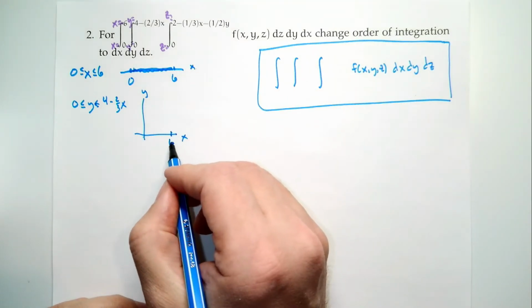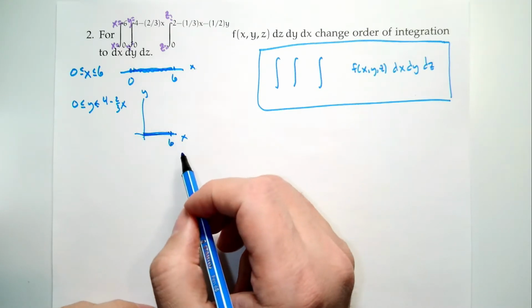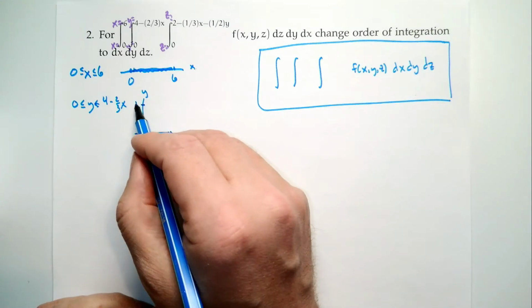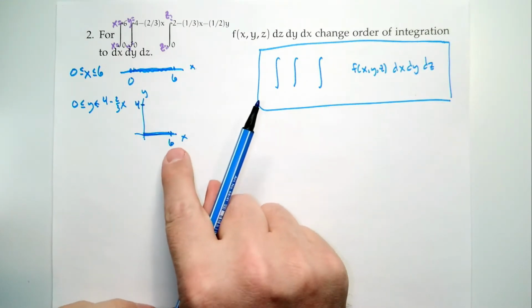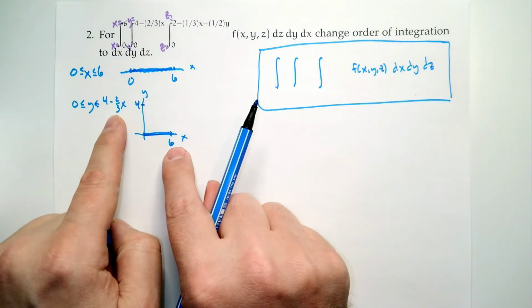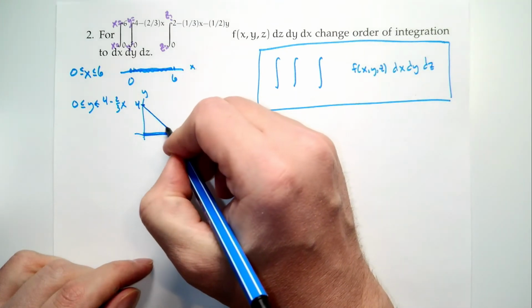0 to 6. So y equals 0. Then we have 4 minus 2/3 x. Well, we can figure some things out. For example, the intercept here is at 4. And then let's see what happens over at 6. 2/3 times 6, well, that's 4. 4 minus 4 is 0. Perfect. Nice little triangle.